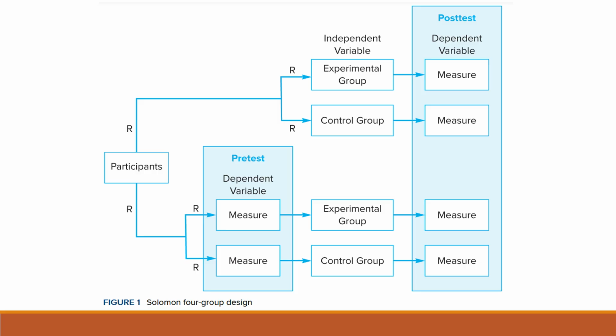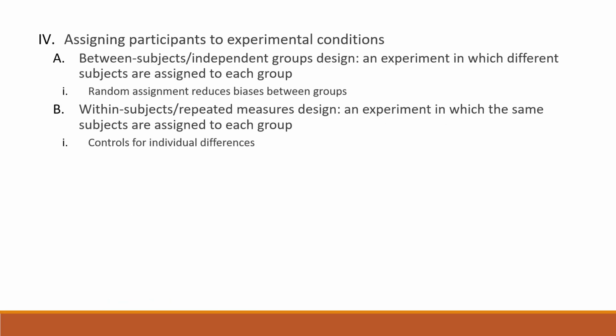You can see that half of the participants get the pretest before being assigned to the experimental or control group, while half do not. And you would then be able to measure whether having a pretest affects the dependent variable or not. We also have to decide how we want our participants divided by groups.